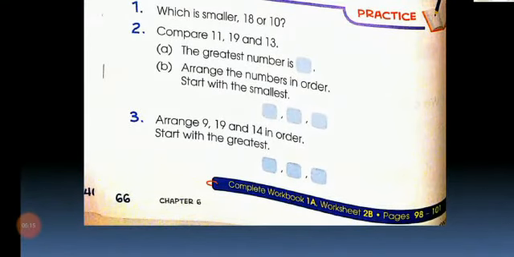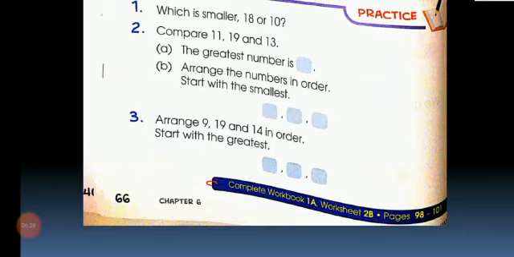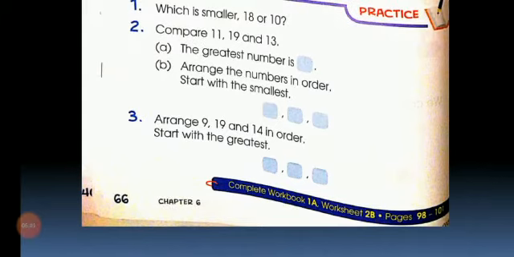Which is the smaller? 18 or 10? Which is the smaller number? 18 is the smaller number or 10 is the smaller number? Yes, 10 is the smaller number. Compare 11, 19 and 13. The greatest number is dash. Arrange the numbers in order. Start with the smallest. In these three numbers, there are 11, 19 and 13. Which one is the greatest? Which is the biggest number? Who will tell me? Yes, this is 19. The greatest number is 19.